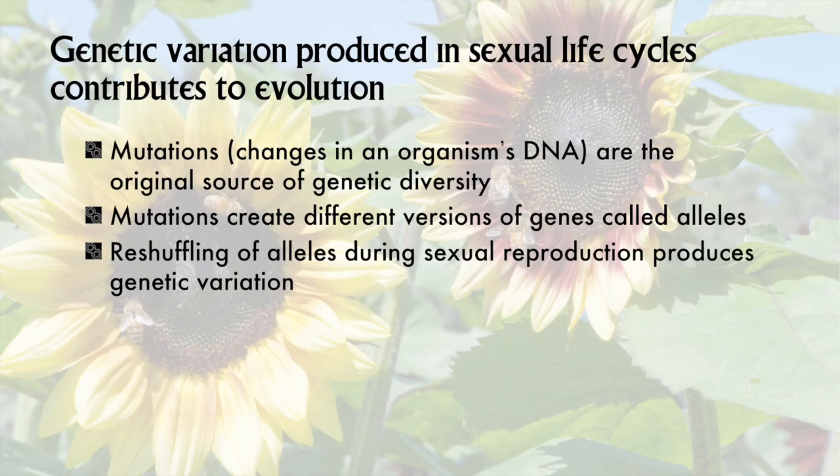So where does the genetic variability come from that makes each of us different? Changes in the DNA sequences, which are called mutations. Mutations make different forms of a gene, which are called alleles. Our parents have different alleles of their genes that they pass on to us, and that we pass on to our progeny, and so on.